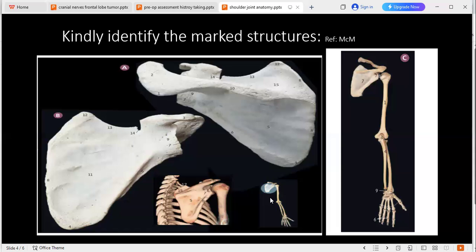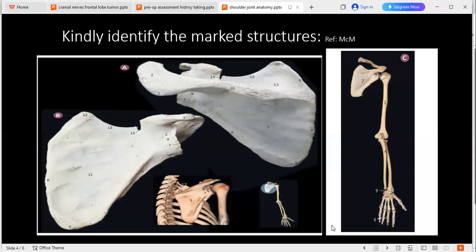Please tell me the origin and insertion of supraspinatus muscle. It arises from the supraspinatus fossa, and it inserts at the greater tuberosity. Right. What are the muscles which are inserted in the bicipital groove of the humerus? There are three muscles: pectoralis major, latissimus dorsi, and teres major. And you are telling me from lateral to medial, right? Yes.